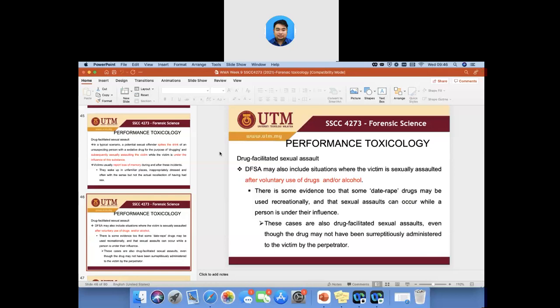Okay, so there is some evidence that date rape drugs may have been used recreationally, and that sexual assault can occur while the person is under the influence. Okay, these cases are also drug facilitated sexual assaults, even though the drug may have been administered voluntarily by the victim. Okay, so there is also this side of the story where the drug has been used voluntarily, but while she is under the influence, the guy would take advantage of her.